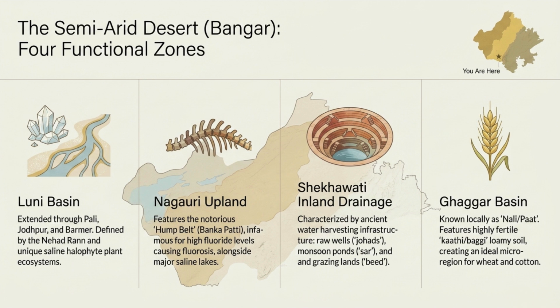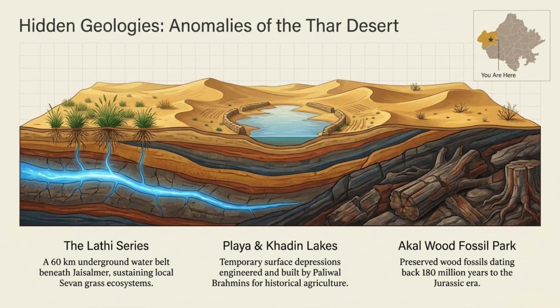Next is the Nagauri upland, famous for major saline lakes and the notorious hump belt, or Banka Patti, where high groundwater fluoride levels cause severe fluorosis. Finally, the southern Luni Basin extends through Pali, Jodhpur, and Barmer, defined by the saline Nehad Run and highly specialized halophyte plant ecosystems. The Thar Desert holds incredible geological anomalies hidden beneath its sands.